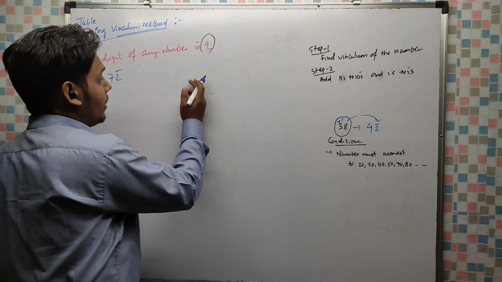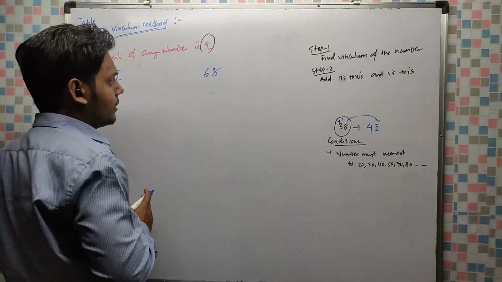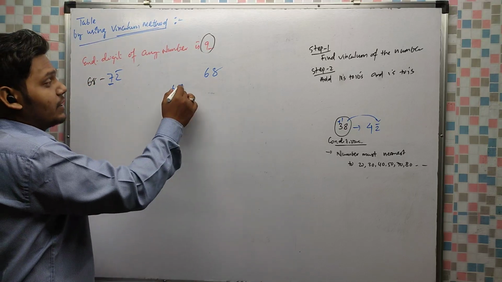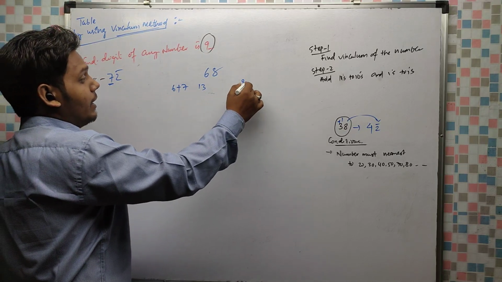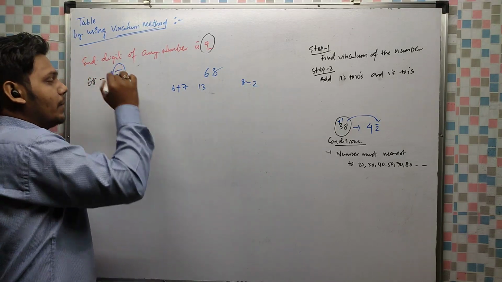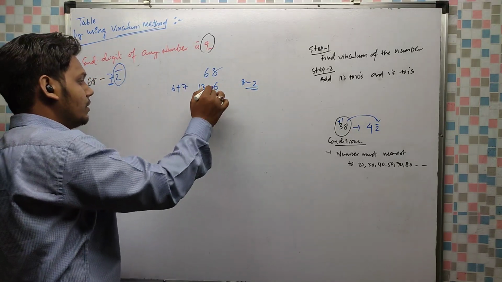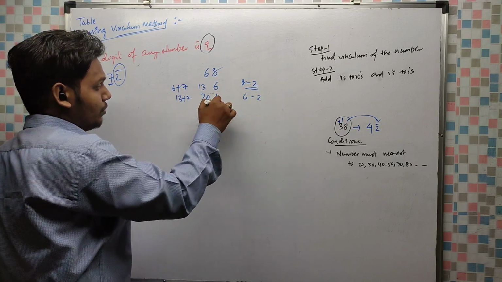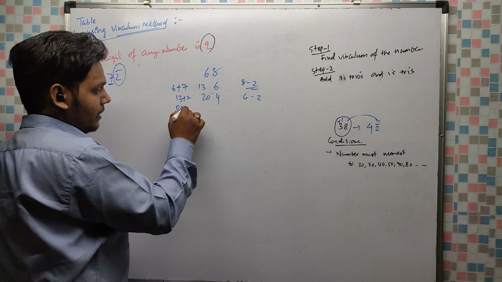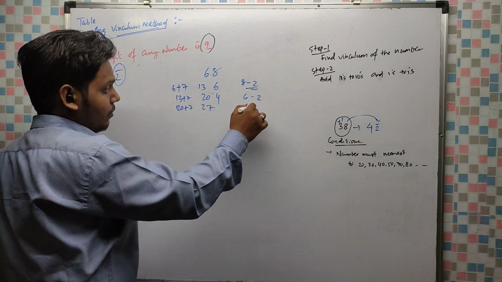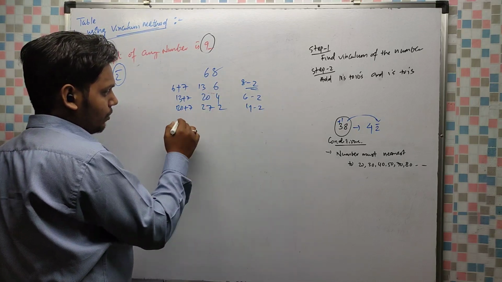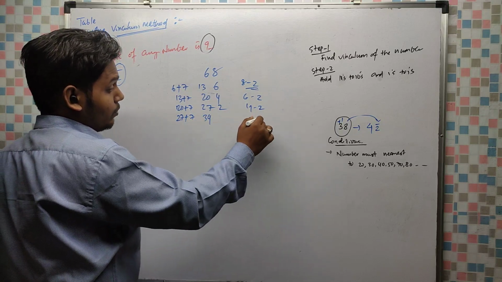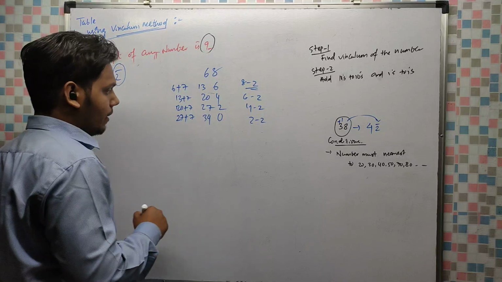Okay, so first what I will do? First I write 68, right? Then here 7 I am having, 6 plus 7 is 13, but 8 minus 2, 2 bar I am having. See, 8 minus 2 is 6, 13 plus 7 is 20, 6 minus 2 is 4, 20 plus 7 is 27, 4 minus 2 is 2, 27 plus 7 is 34, 2 minus 2 is 0.